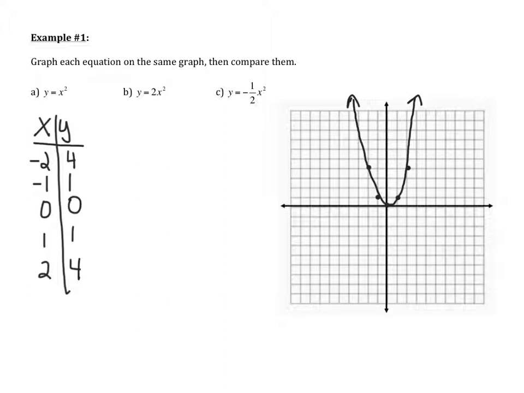So what we can really do, thinking about the order of operations, is square the number and then multiply by 2. So we can take these answers and just multiply them all by 2. So let's set up the t-chart.